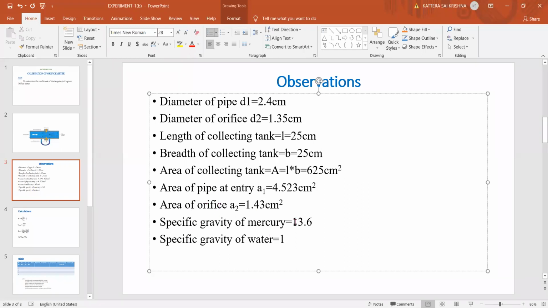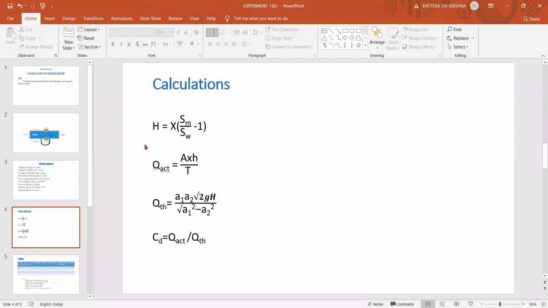Next, specific gravity is denoted by, for mercury, Sm. S suffix m you have to write, not like this. Write there Sm, S suffix m equal to 13.6. Specific gravity of water, Sw equal to 1. Okay. Next, for the calculation part, we need these formulas. This will come already in the table.